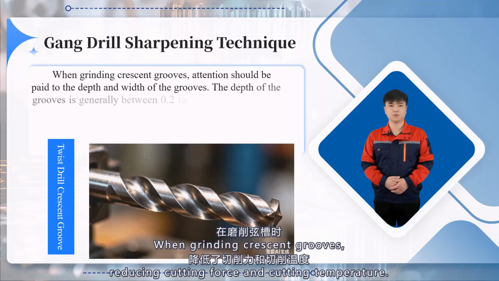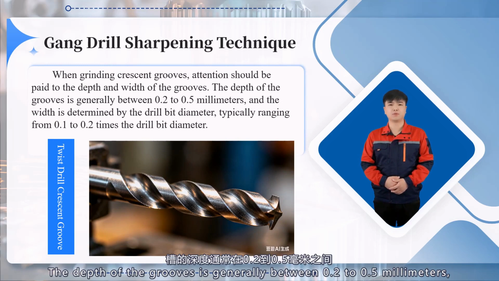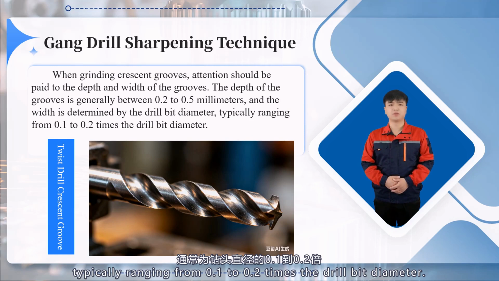When grinding crescent grooves, attention should be paid to the depth and width of the grooves. The depth of the grooves is generally between 0.2 to 0.5 mm, and the width is determined by the drill bit diameter, typically ranging from 0.1 to 0.2 times the drill bit diameter.